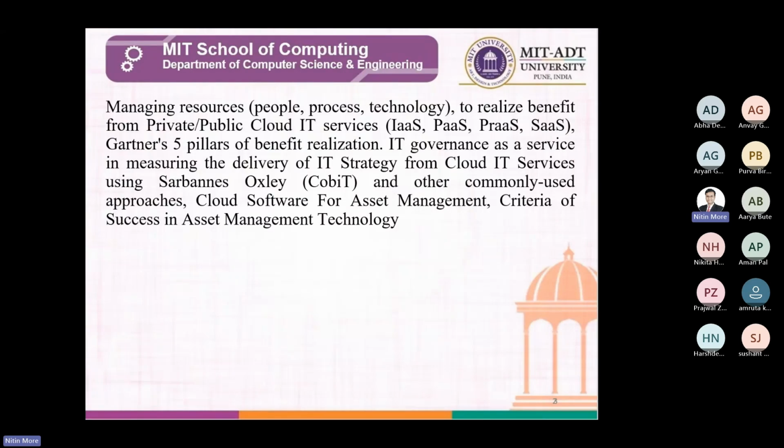benefit realization, IT governance as a service in measuring the delivery of IT strategy from cloud IT services using Sarbanes-Oxley, that is COBIT model, and other commonly used approaches for measuring the delivery of IT strategy. Then cloud software for asset management, criteria of success in asset management technology.